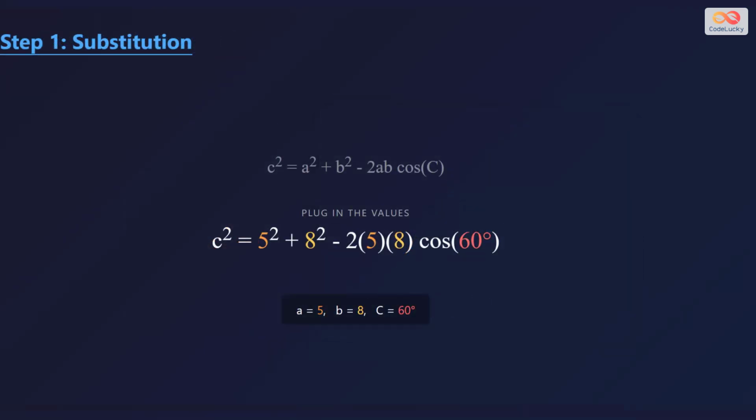The first step is simply to plug our numbers into the formula. We replace a with 5, b with 8, and angle c with 60 degrees. It looks complex, but we will break it down piece by piece.